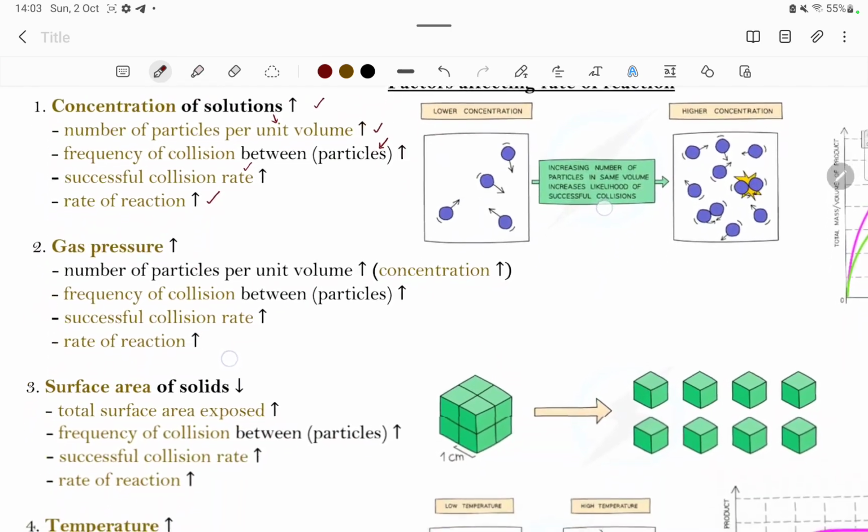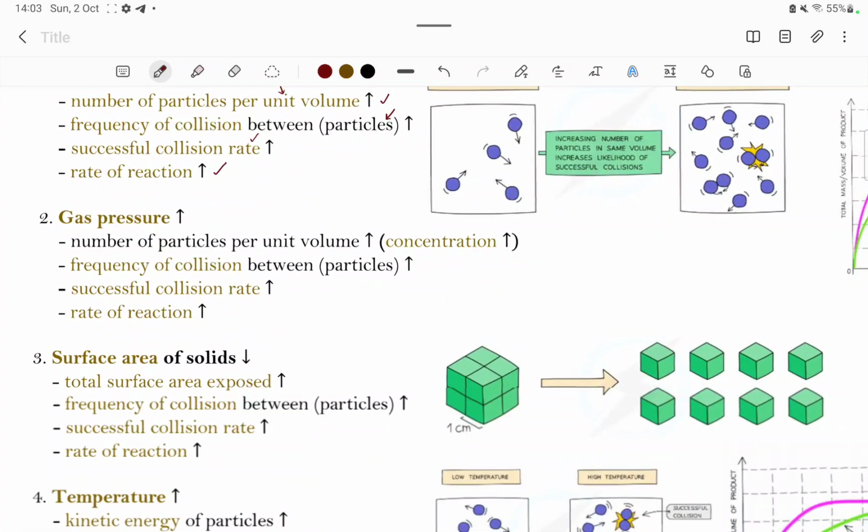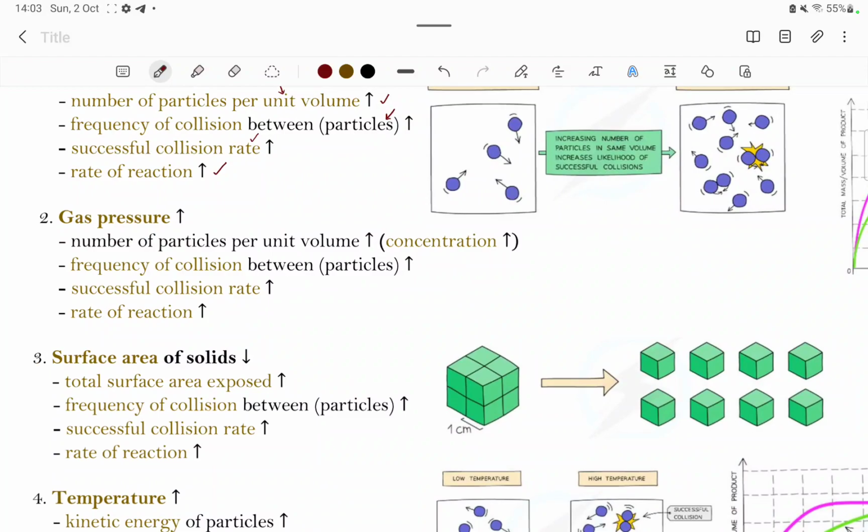Okay, second one is gas pressure. For gas pressure, if the pressure is increased, it means they will push the particles towards the same side. So the number of particles per unit volume will also increase. This is actually concentration increase. And then after that, frequency of collision, successful collision rate, rate of reaction, these three are all the same: increase, increase, increase.